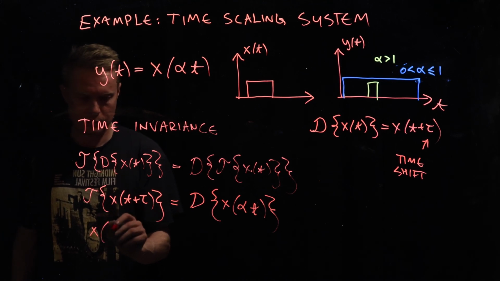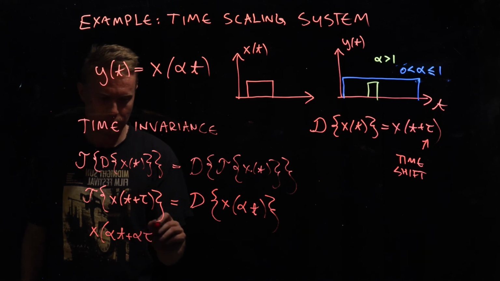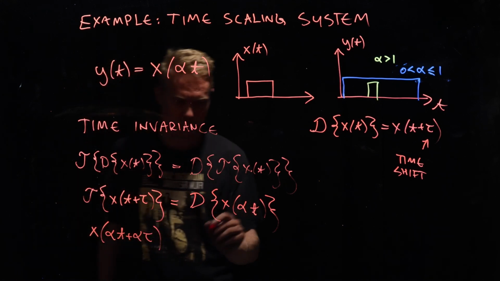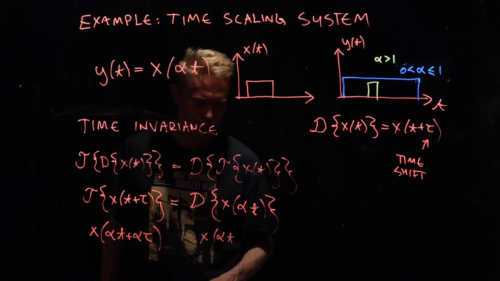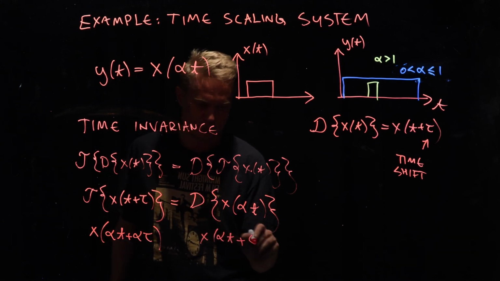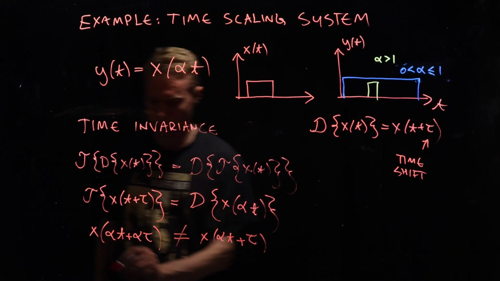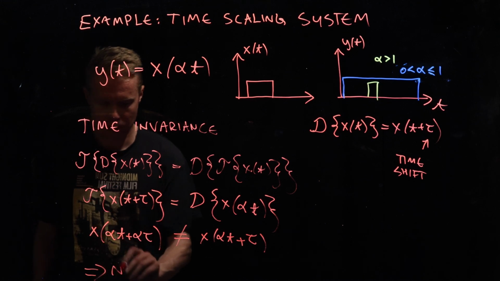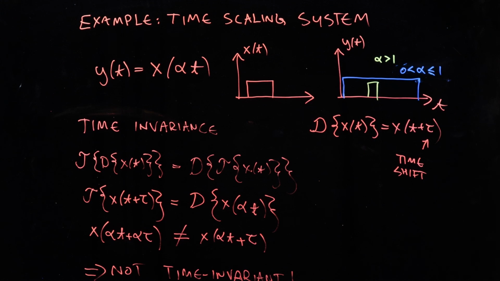And finally, if we now apply system t to the delayed signal on the left, we get x of alpha times t plus alpha times tau. On the right hand side we get x of alpha t plus tau when we apply the time shift, and these are not equal except for the trivial case where alpha equals 1. So the left hand side is not equal to the right hand side, which means that this is not a time invariant system.